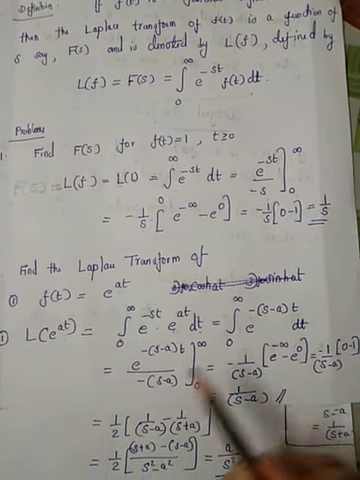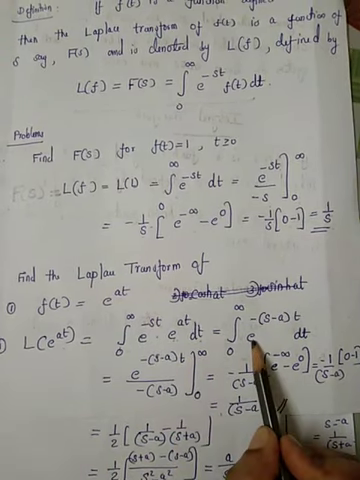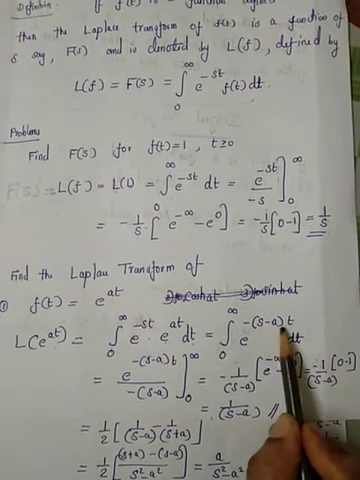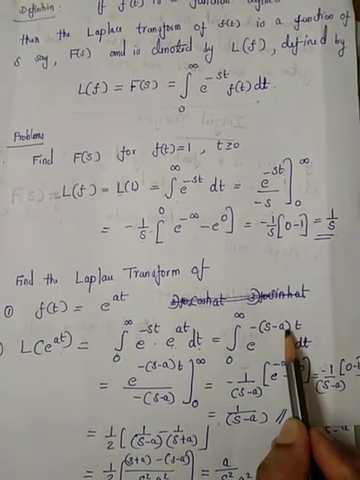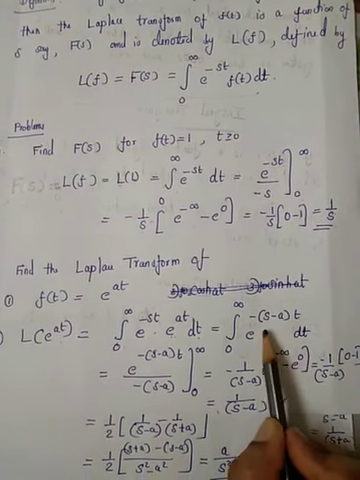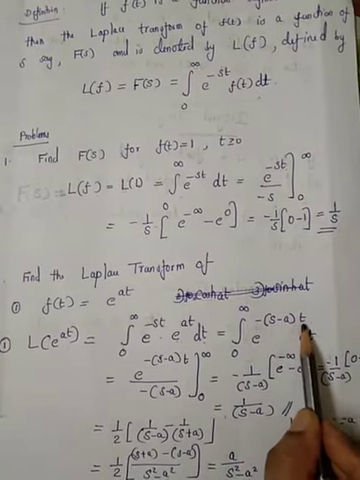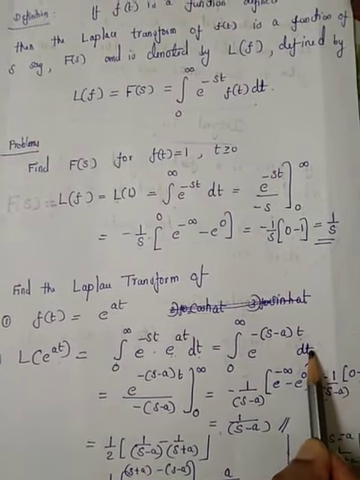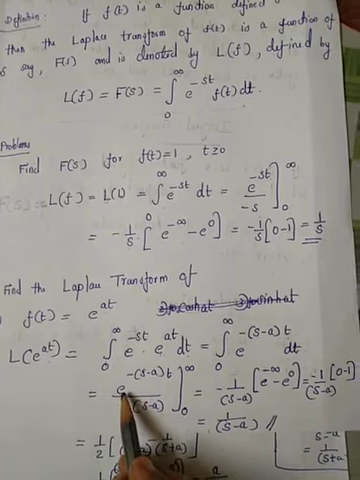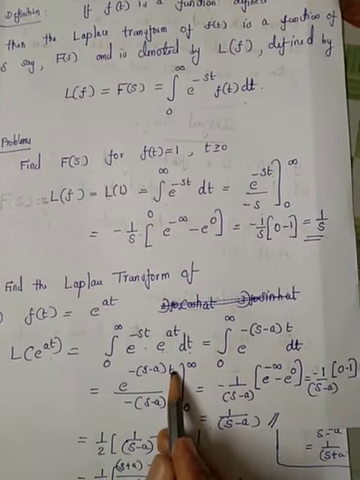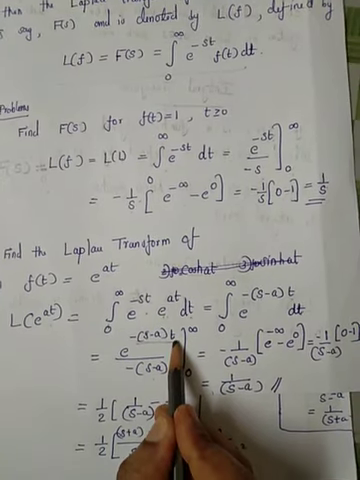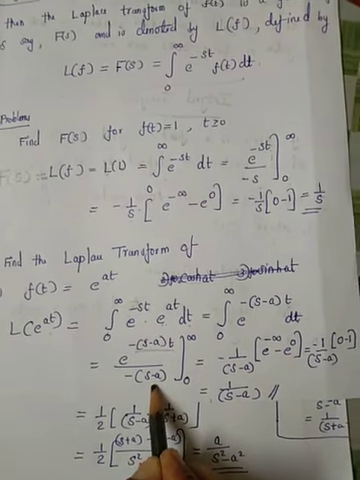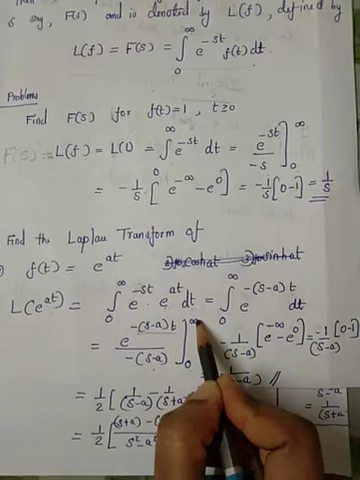Then combine the exponential terms, that is e raised to minus of s minus a t. Expanding we get e raised to minus st, e raised to plus at. So it becomes e raised to minus of s minus a t dt. Integrating with respect to t, it becomes e raised to minus of s minus a t divided by derivative of minus of s minus a into t, which is minus of s minus a, varying from 0 to infinity.